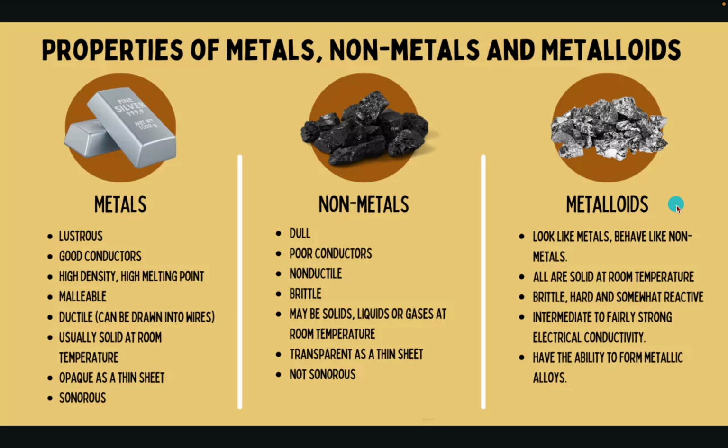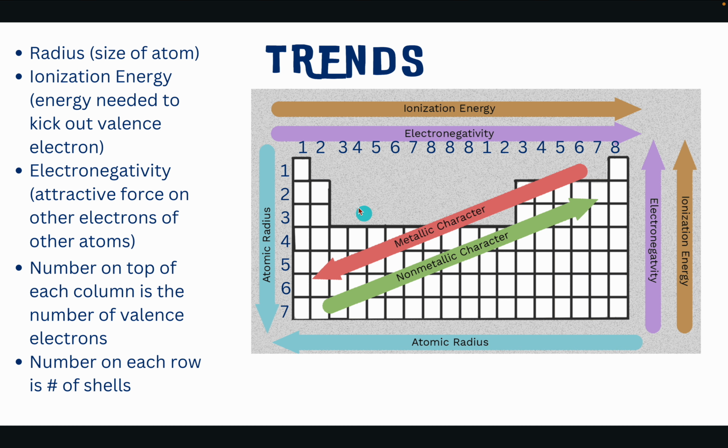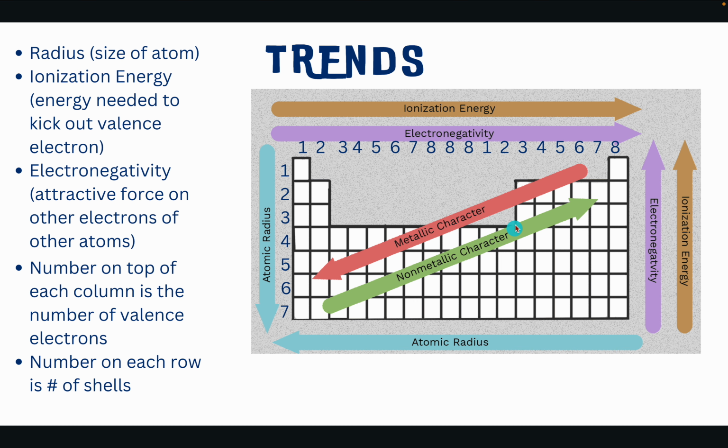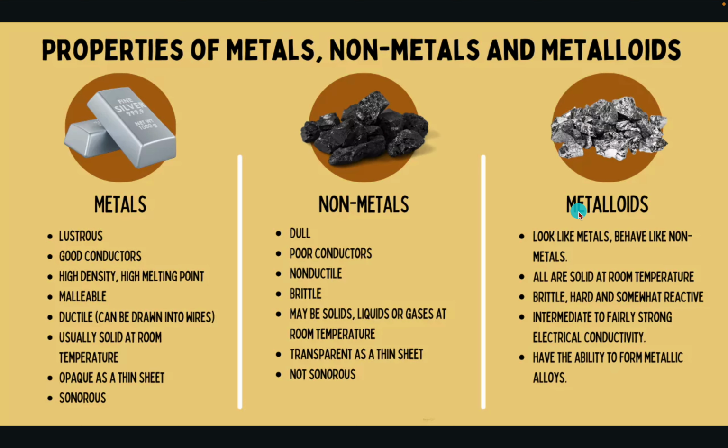Finally, let's discuss the properties of elements. There are metals, which are shiny, good conductors, and have a high melting point. Metals are located on the left side of the periodic table. Nonmetals are the opposite. They are dull, poor conductors, and very brittle. They are located on the right side. There's this thin strip here called metalloids. They look like metals, but they behave like nonmetals.